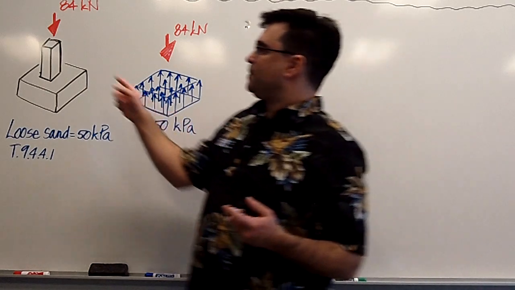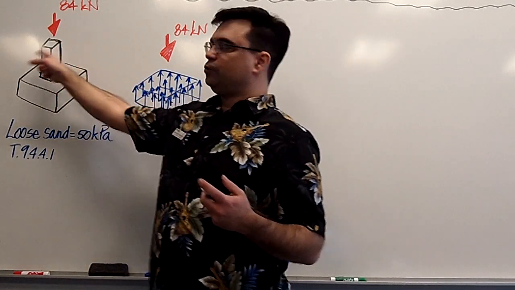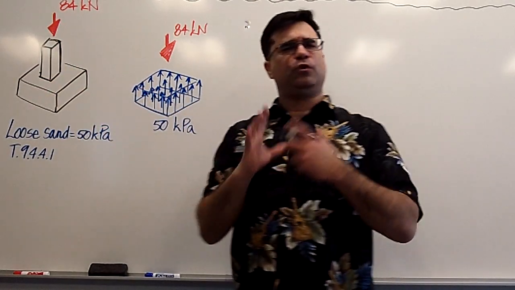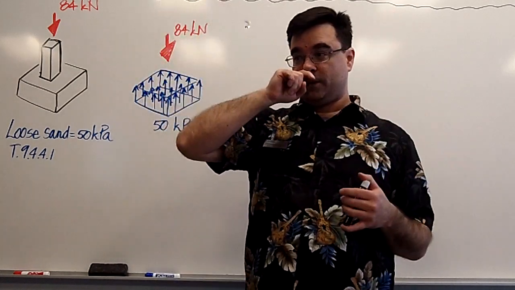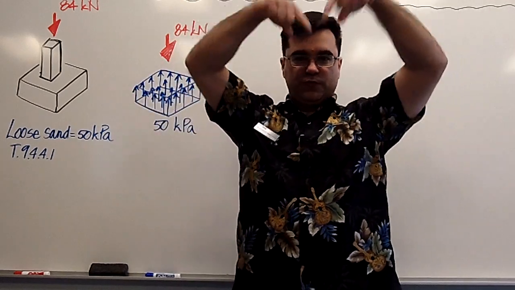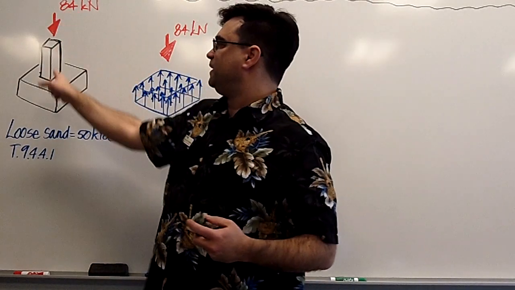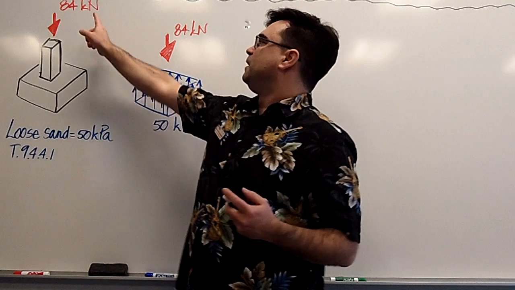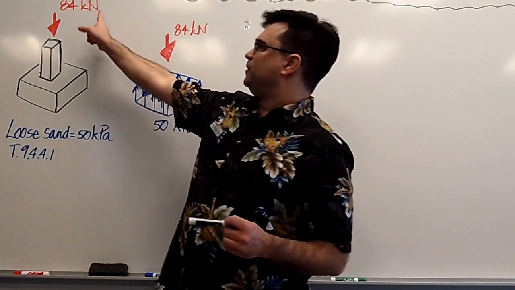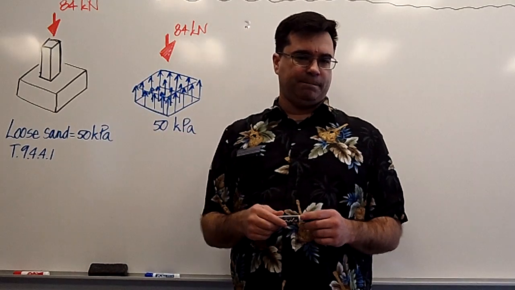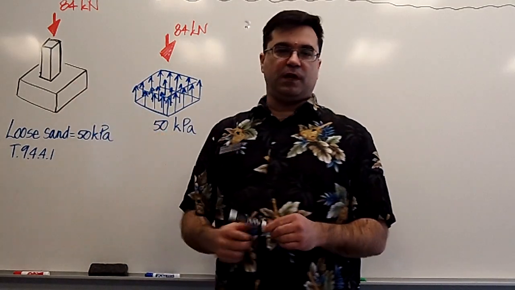We have some kind of a pier that's coming down onto a pad footing. We don't know the details yet, but we know that from the building above or whatever structure above, the loads that are being funneled all the way down onto this pad footing are 84 kilonewtons. At the moment, we don't care how we came up with this number, it's given to us. We also have a pad footing.